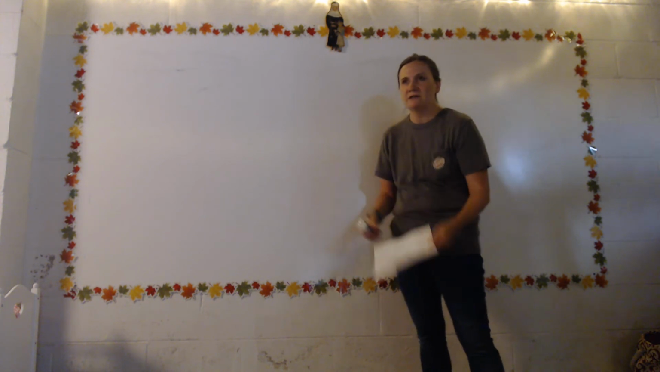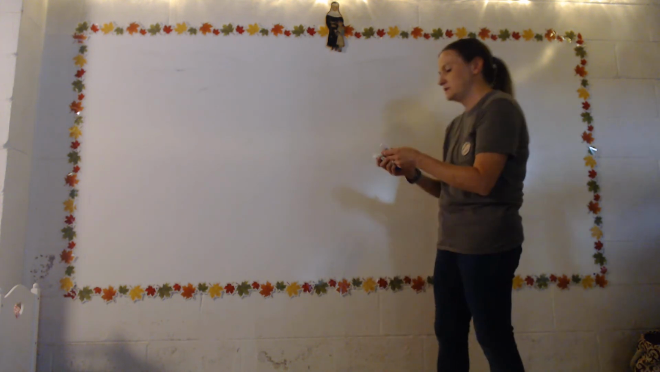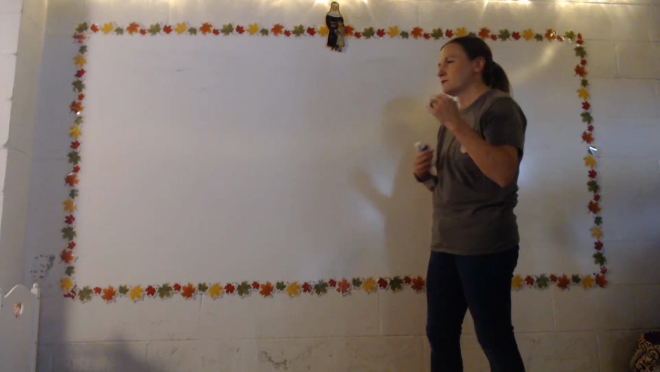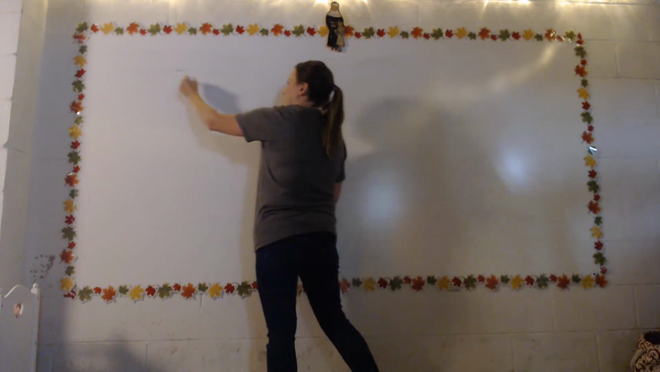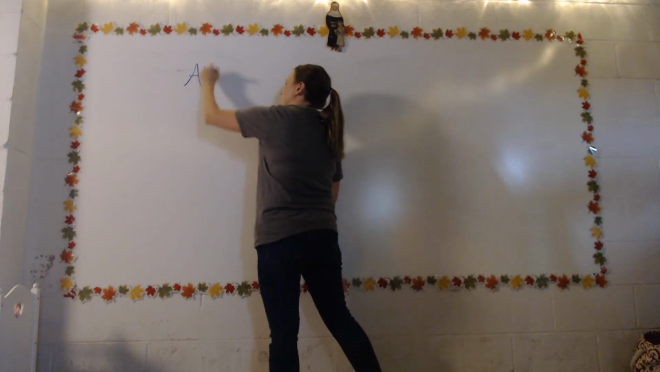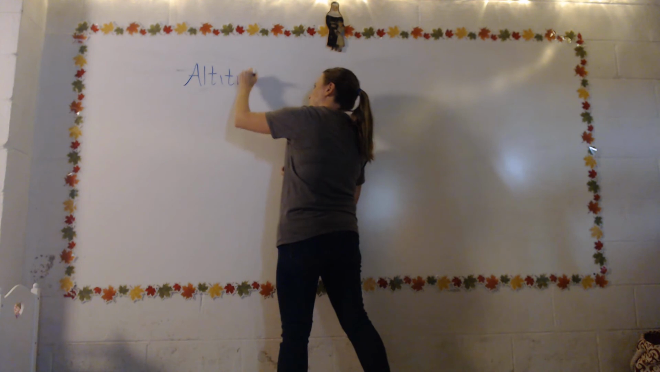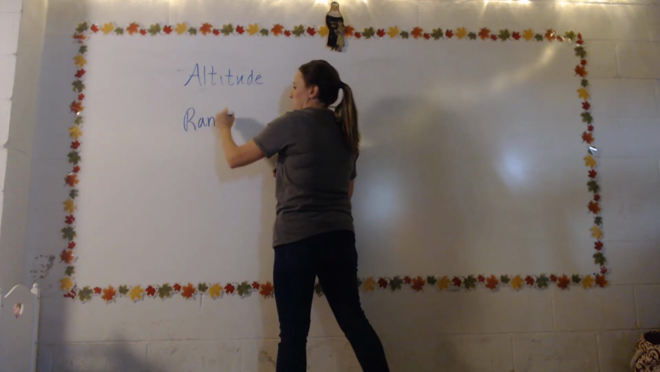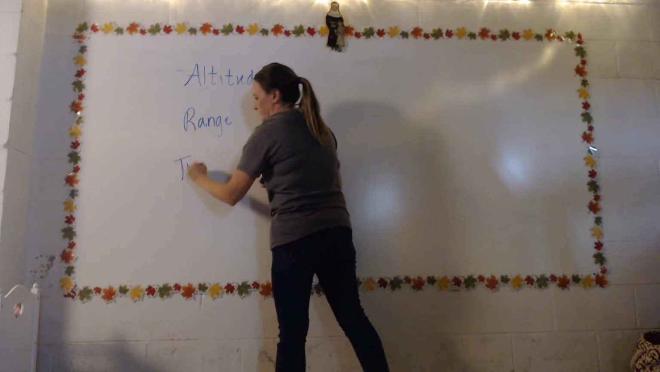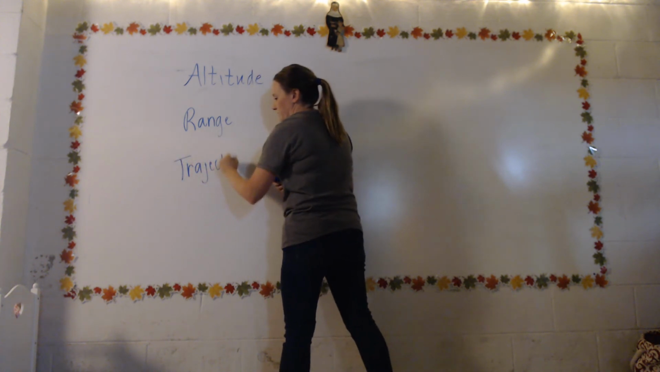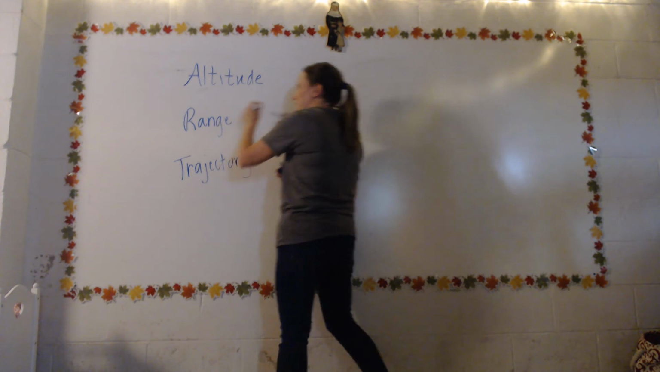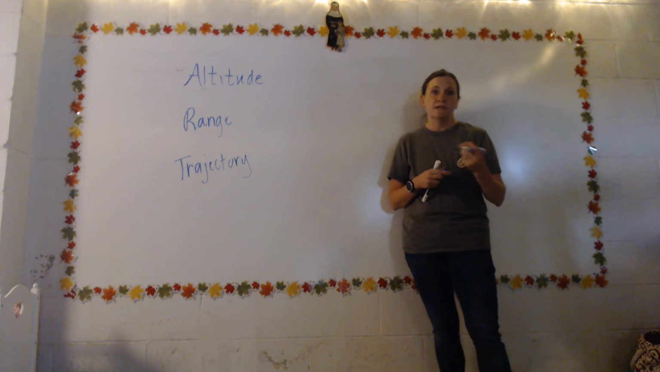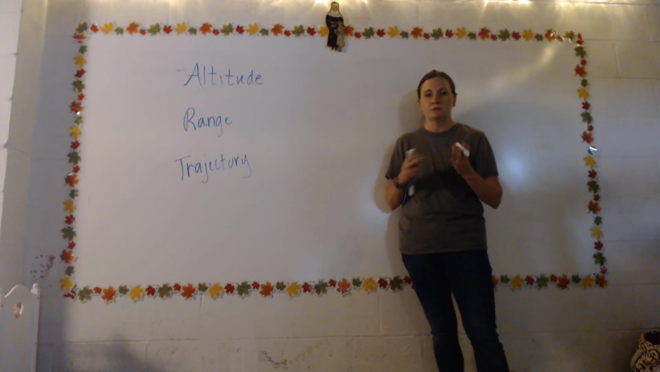Before we get into the vectors, I had three terms that I wanted to make sure you were comfortable with. I'm sure they're words you've heard before. One is altitude, one is range, and one is trajectory. Probably you have a sense of what those are, but you'll see those terms used in the problems, and I just want to make sure that we're good with that.